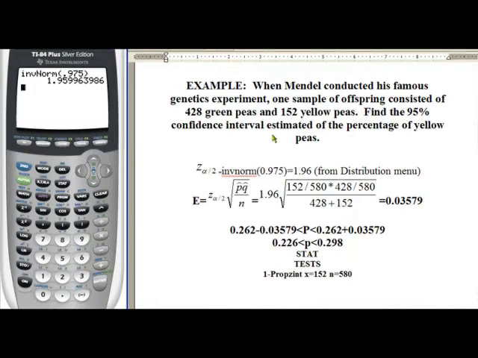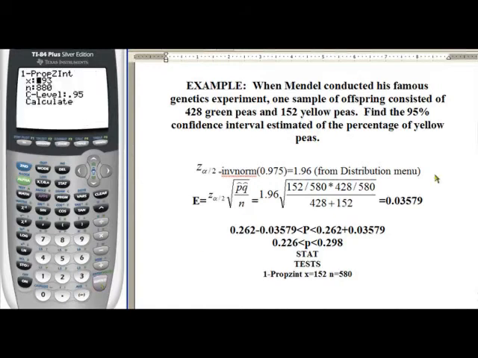Now, if you want to do this whole calculation using your TI-83, what you'll need to do is push stat, and then push tests, and then you're going to pick 1-PropZInt. That one is option A, 1-PropZInt. You push enter.